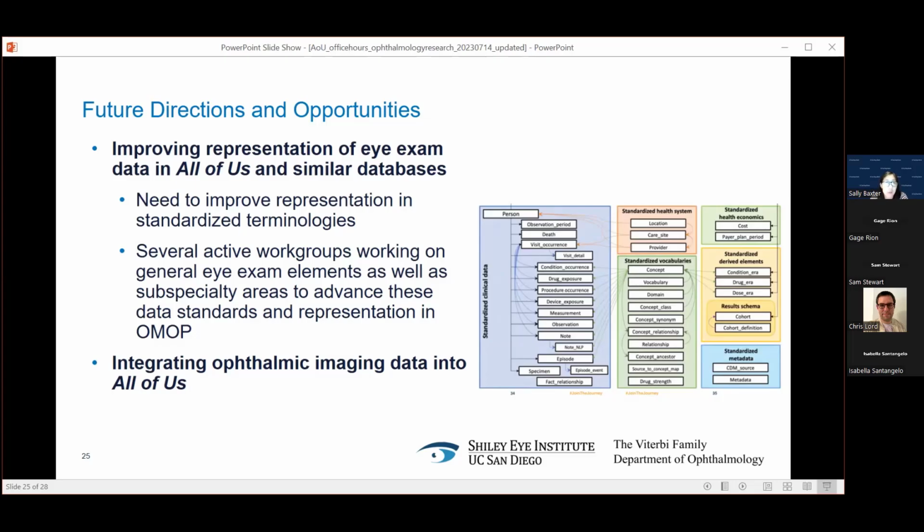And one of the challenges is that in the OMOP common data model, and I would say the underlying source vocabularies as well, like LOINC and SNOMED, there's incomplete representation of some of our eye exam data elements. And so this work group that I'm part of, we have been working to try to fill those gaps and improve standardized representation in the hopes of ultimately improving the representation of our specialized data within these databases in general. And then also, one of the future directions in terms of integrating ophthalmic imaging data, I think will be a huge opportunity as well.